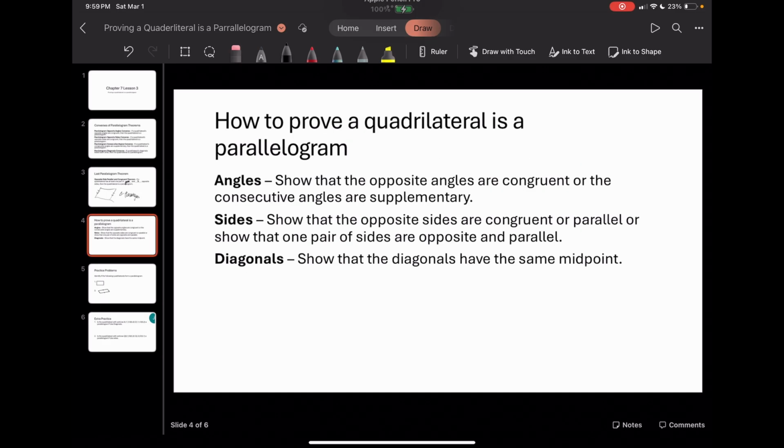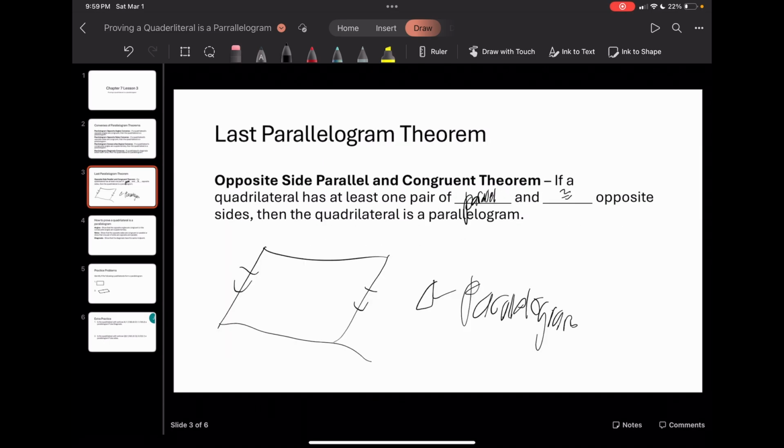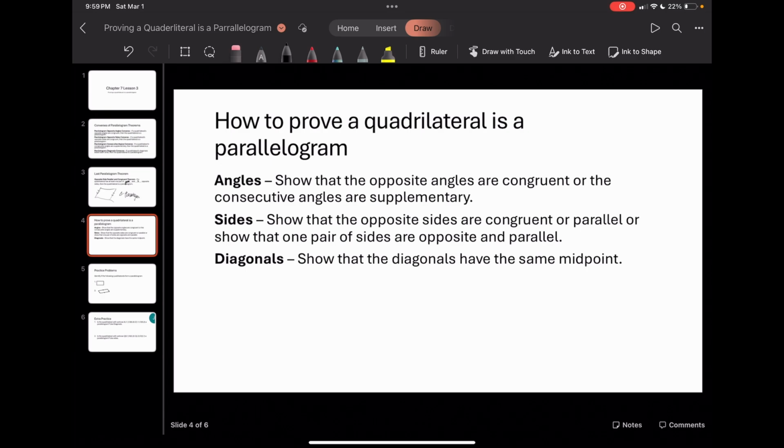That brings me to our next point. What are the different ways to prove a quadrilateral is a parallelogram? So we can use angles to show that a quadrilateral is a parallelogram. If we have opposite angles congruent or consecutive angles supplementary, then it has to be a parallelogram. And that goes back to the opposite angles converse and the consecutive angles converse.